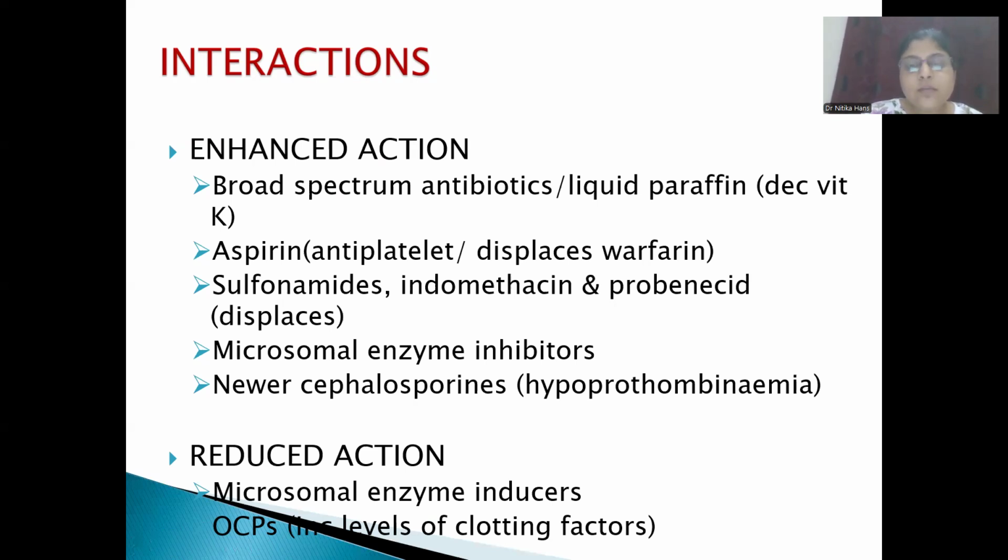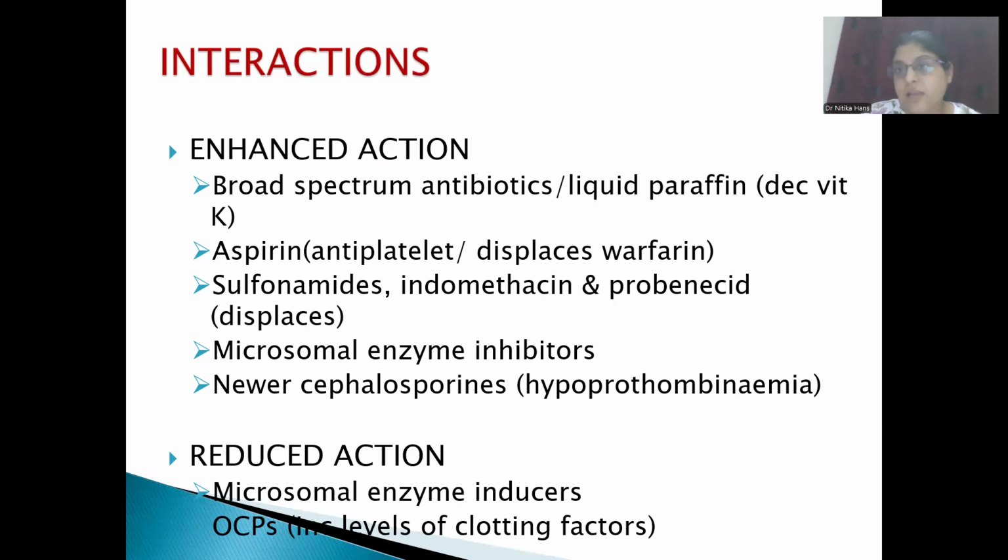So warfarin levels will increase in the body, leading to bleeding or enhanced effect. Broad spectrum antibiotics and liquid paraffin decrease the vitamin K, so there will be enhanced action of the warfarin. Reduced action is by the microsomal enzyme inducers and OCPs, which increase levels of clotting factors.